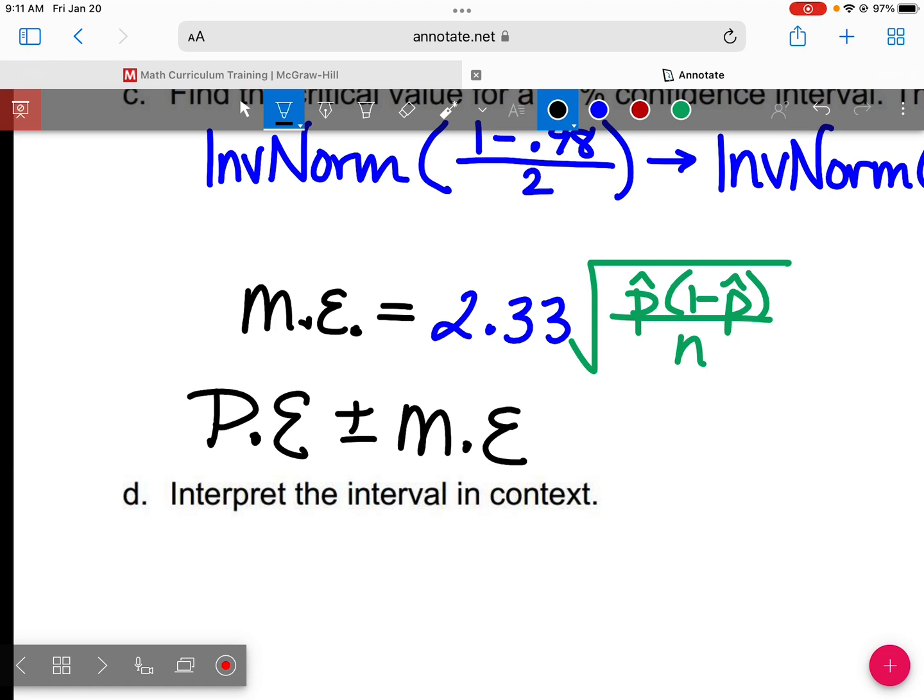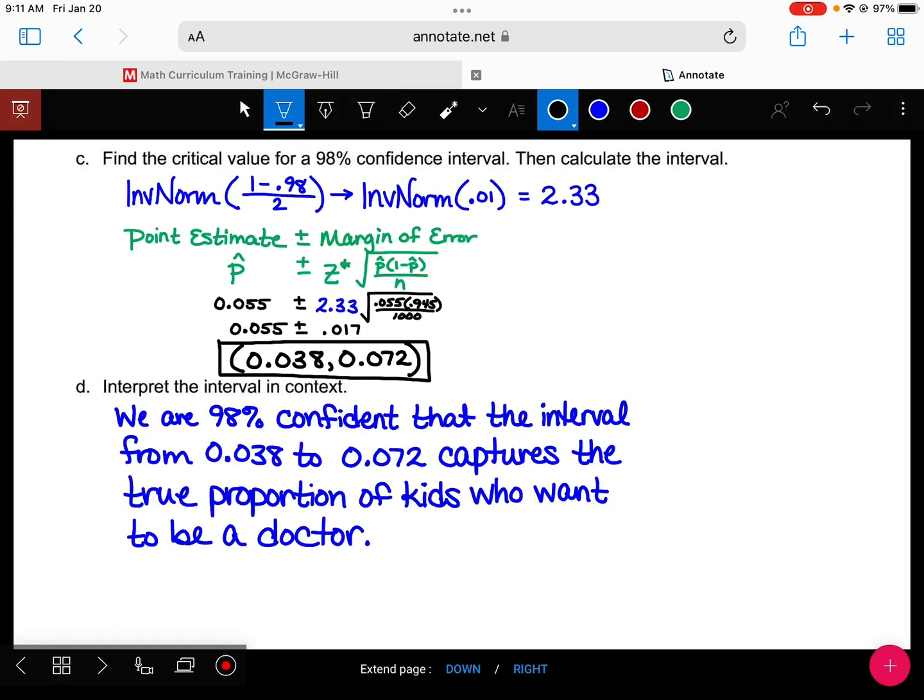So when we do that, let me just pull it up here. I got the margin of error to be 0.017, so our point estimate of 0.055 plus or minus 0.017. So I got the interval of 0.038 to 0.072. And then interpreting that in context, since we went with a 98% confidence interval, we are 98% confident that the interval from 0.038 to 0.072 captures the true proportion of kids who want to be a doctor.